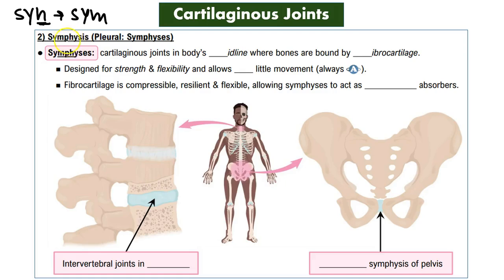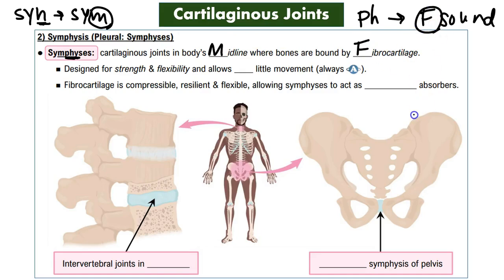So that N and that M are going to be interchangeable. And also, we're talking about phys, that PH here, and that PH sounds like an F. And sometimes just breaking down the words or little pieces of the words can help you with memorization as well. So symphyses are going to be cartilaginous joints in the body's midline. See how we replace it with M? Where the bones are bound by fibro, F sound, cartilage. So that's how we're just kind of breaking that down there.